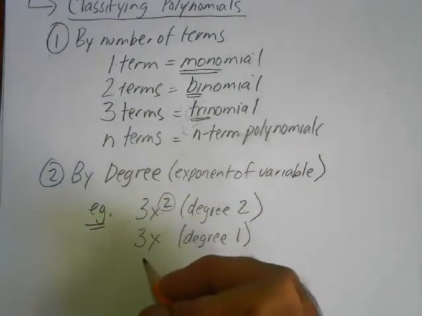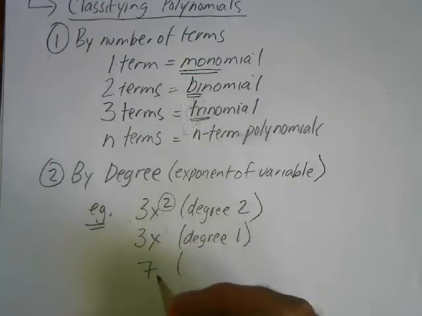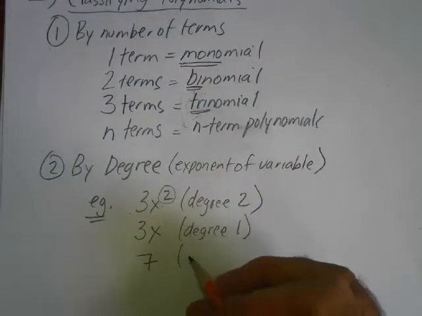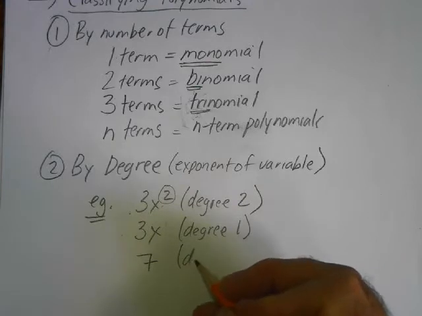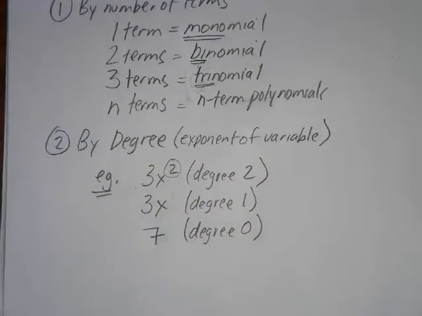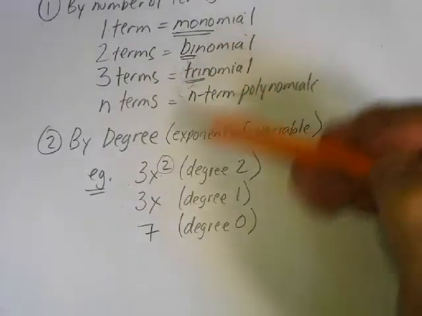What if I just had a number, which is possible? The number 7, if it's just a constant and there's no variables, that means since you have no variables, you have no exponent. So it's a degree 0. Okay, so those were monomials. We just learned about monomials as one term.